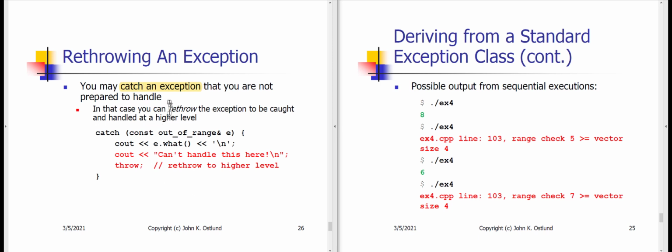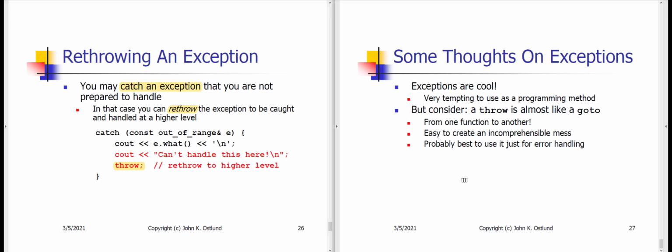If you receive an exception that you don't know what to do with, you can just rethrow the exception by just using the statement throw all by itself. So if at a certain point in your code you catch an out of range error, but at this point you don't know what to do about it, you can just say throw, and that will go up to the next higher level, looking for another catch clause that handles out of range. So, that gets us to the conclusion of exceptions.